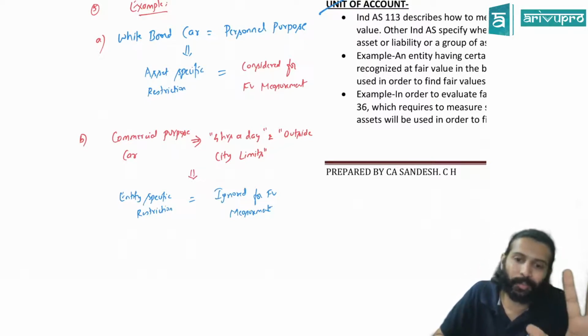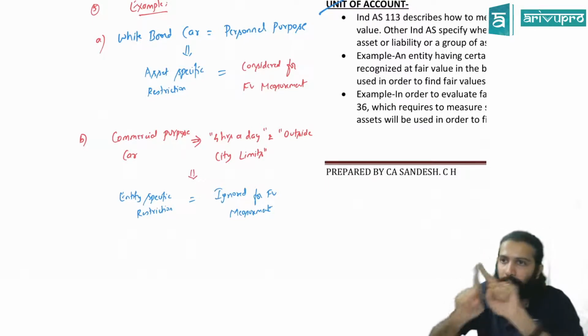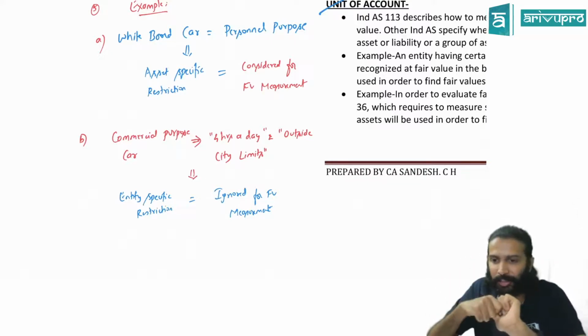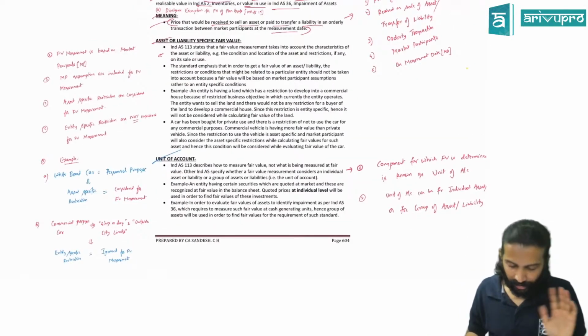But if there is any asset specific restriction, you will take care of that. Asset specific restriction means, like, a white board registered vehicle cannot be used for commercial purpose. That is an asset specific restriction. That will be considered. Correct? No? Okay, that's what we learned in the second one.